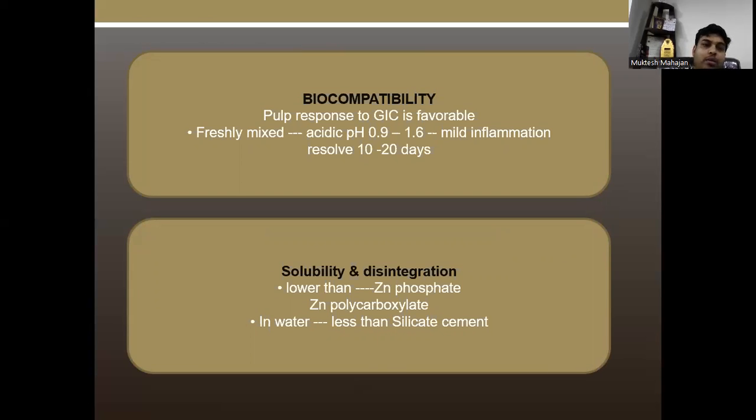Biocompatibility of the glass ionomer. The pulp response to GIC is favorable. The pH of the freshly mixed GIC is acidic, 0.9 to 1.6. Mild inflammation resolves in 10 to 20 days. Solubility and disintegration are lower than zinc phosphate and zinc polycarboxylate, and in water less than the silicate cements.